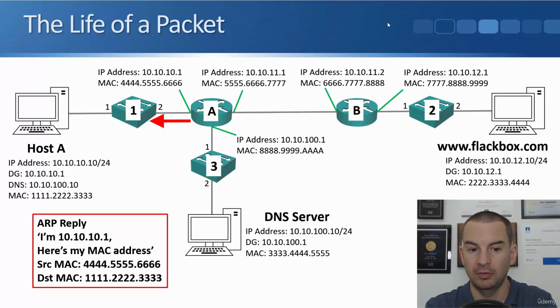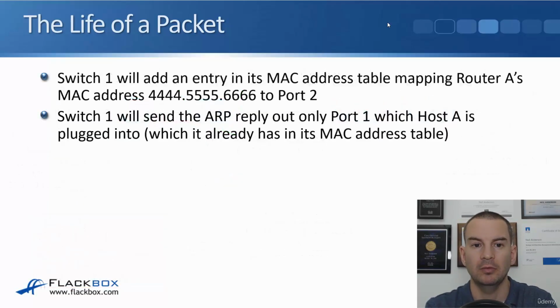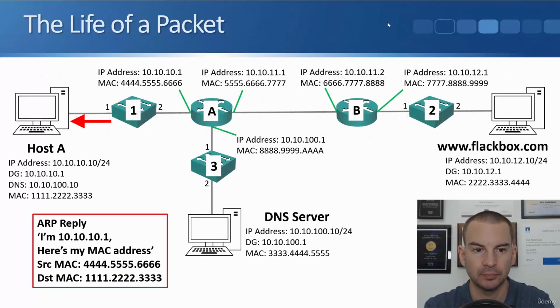It will then send the ARP reply. Switch 1 will receive that, and it will add an entry in its MAC address table mapping router A's MAC address of 4.5.6 to port 2. Switch 1 will then send the ARP reply out only port 1, which host A is plugged into, because the ARP reply is a unicast reply and the switch already has host A's MAC address in its MAC address table. It knows it's available out port 1.